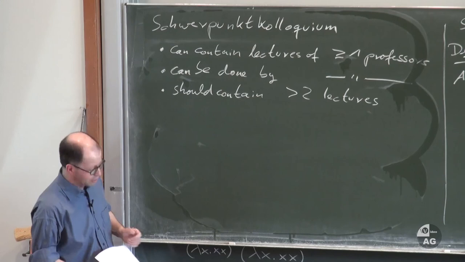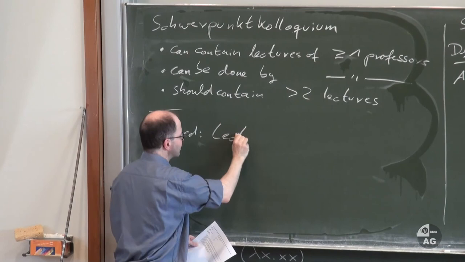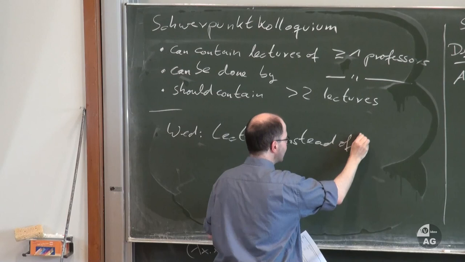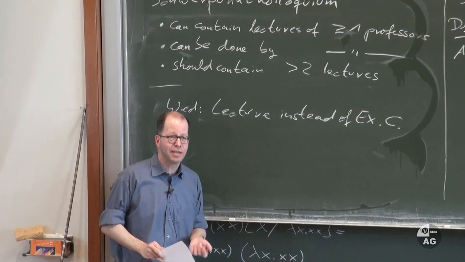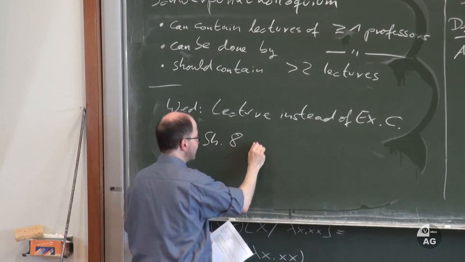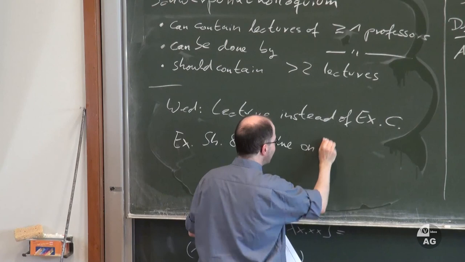And the other thing is that on Wednesday, we have a lecture instead of exercise course. And consequently, the exercise sheet number 8, which, if you see what's written on it, says it's due on Wednesday, is postponed, and you have time until next Monday to finish it. So exercise sheet 8 you can submit on Wednesday if you want. But if you want, you can also wait until Monday next week.